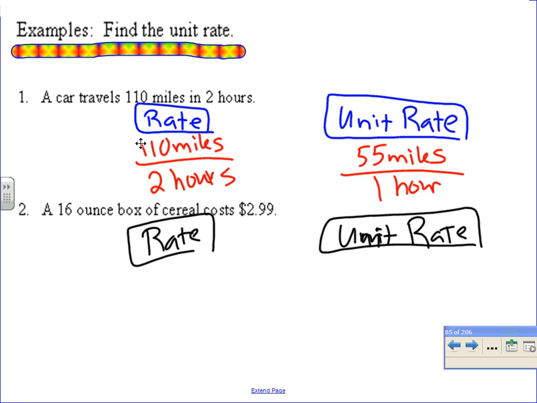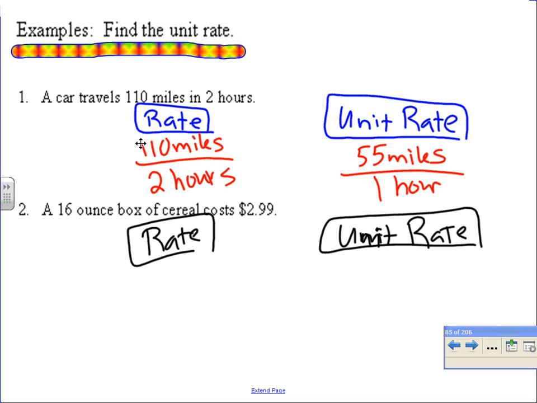Yep. Every 1 hour. Yep. Yes, yes. You could also write this as 55 miles per hour. Yep. Good point there. So yes, you could also write it with the word per in between. I'm keeping it as a fraction because typically you'll see it written as a fraction.